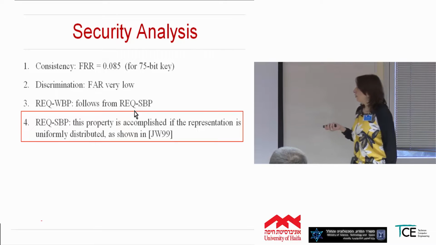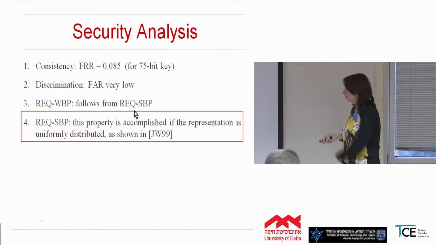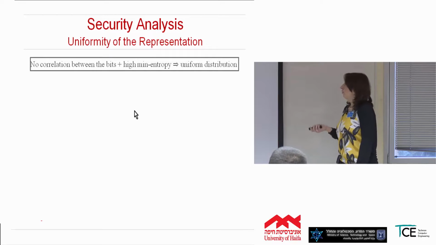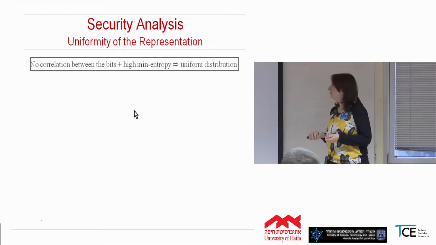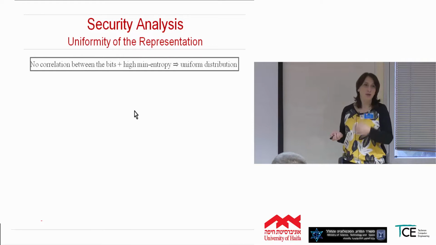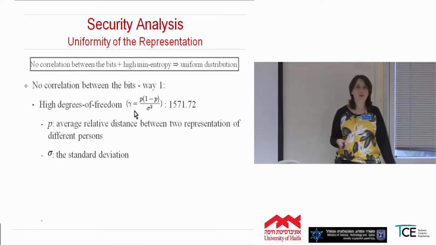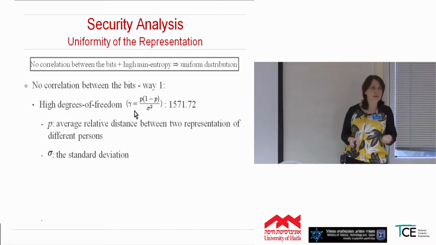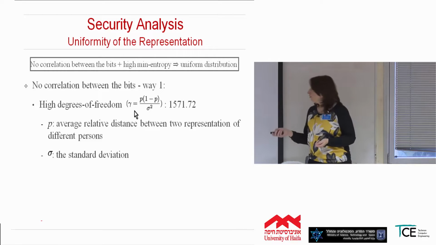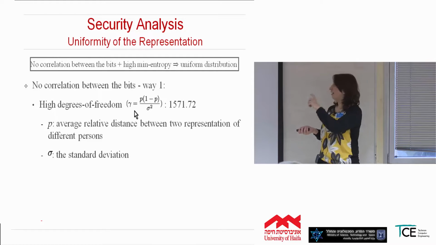So now we should show that we indeed provide uniformly distributed strings. Otherwise, we can't trust this. How are we going to show it? If we show that we have no correlation between bits and high mean entropy, then we can say that we have uniform distribution. There are two ways to show that we have no correlation between bits. One is a statistical measure called degrees of freedom that has been used heavily in previous work. We should get a number which is equal to the length of the representation. We have 1600. This is the length of our binary representation.